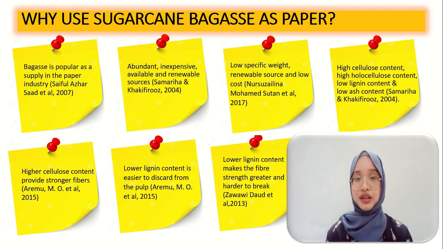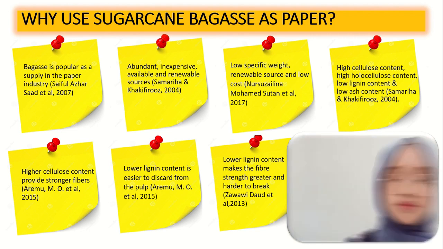This statement was supported by Samariha and Kakifirus 2004 that shows that sugarcane bagasse is an abundant, inexpensive, available, and renewable source. Also, Nur Suzairina Muhammad Sultan 2007 highlighted the attractive properties of sugarcane bagasse such as low specific weight, renewable source, and low cost.